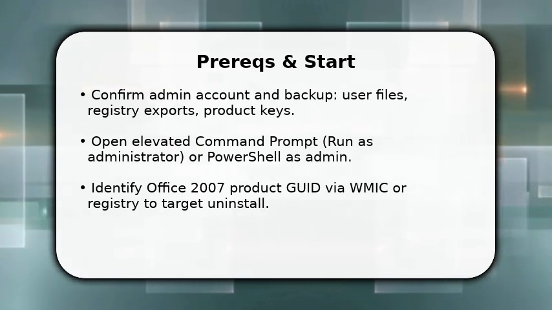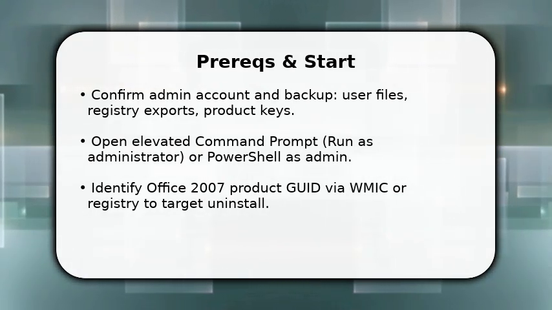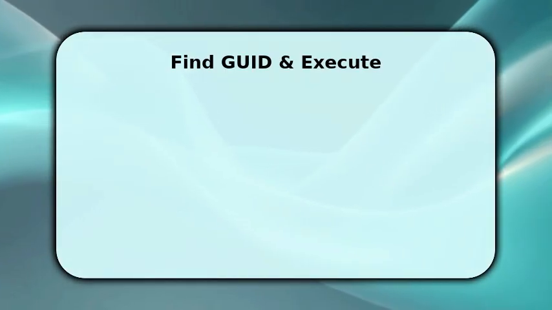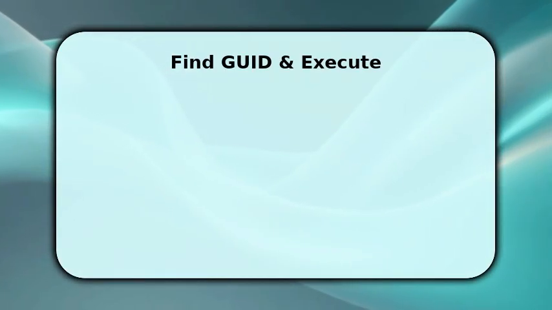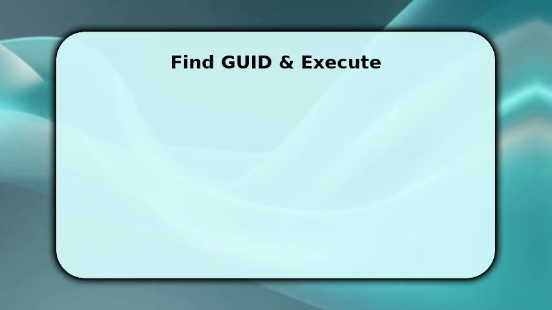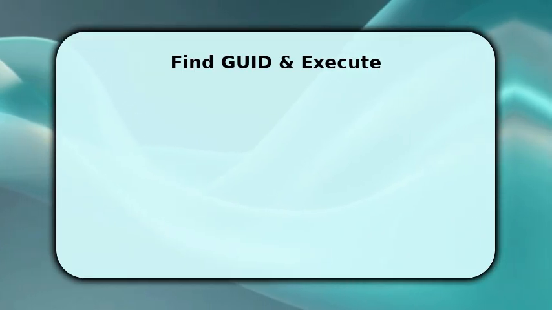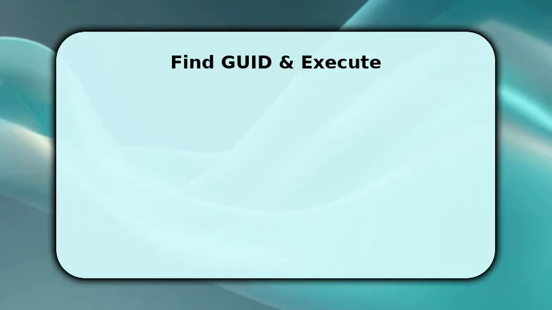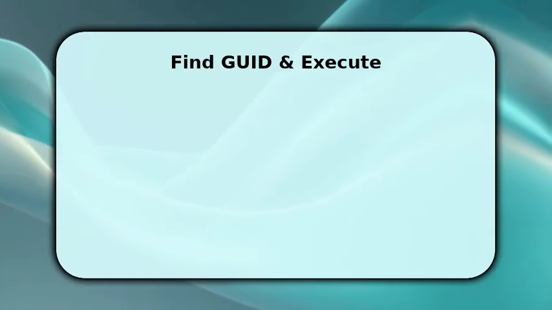Now you find and run the uninstall command. Use WMIC. Type WMIC product where name like %Office 2007%, get name, identifying number and press enter. That returns the identifying number, the GUID. If WMIC returns nothing, look under the uninstall registry key for the same GUID.